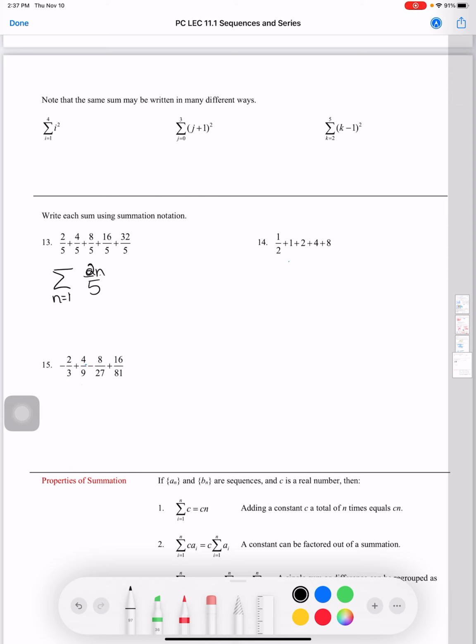2n, and I let my n be equal to 1, and I don't know. We can just say 1, 2, 3, 4, 5, right? So what does that give me? This would give me 2 times 1, which is 2, so that would give me 2/5, plus, and then 2 times 2, which is 4, so that gives me 4/5, and then 2 times, if n is equal to 3, that would give me 6/5. That doesn't work, right? So I can't do that.